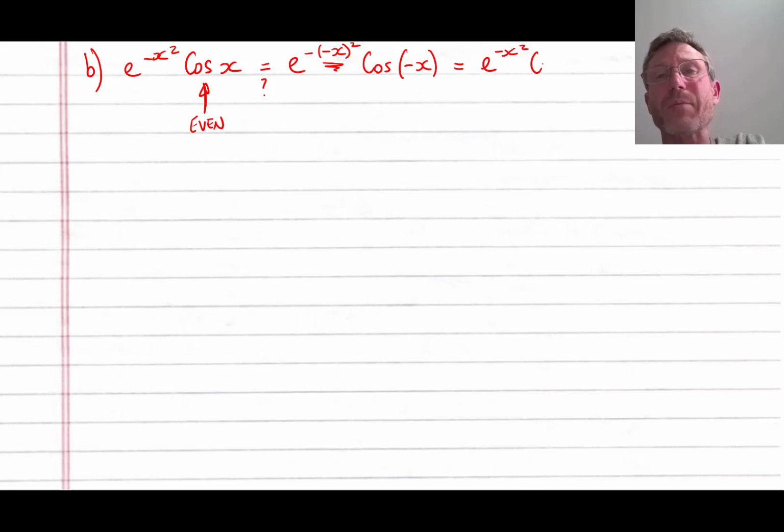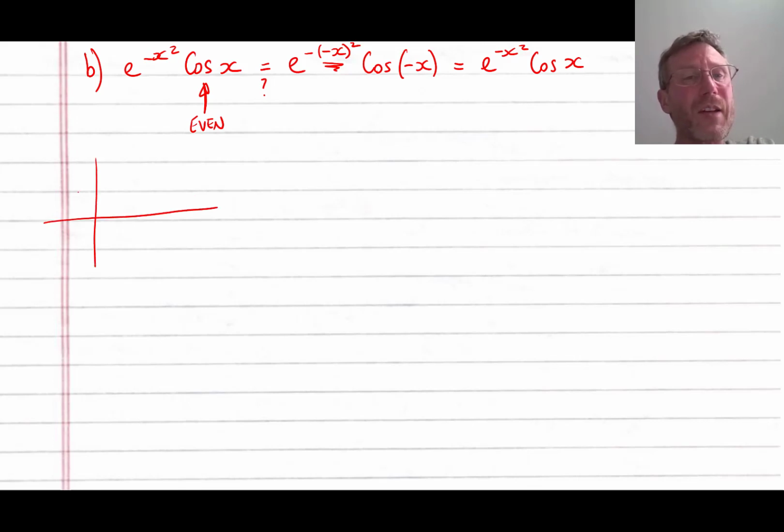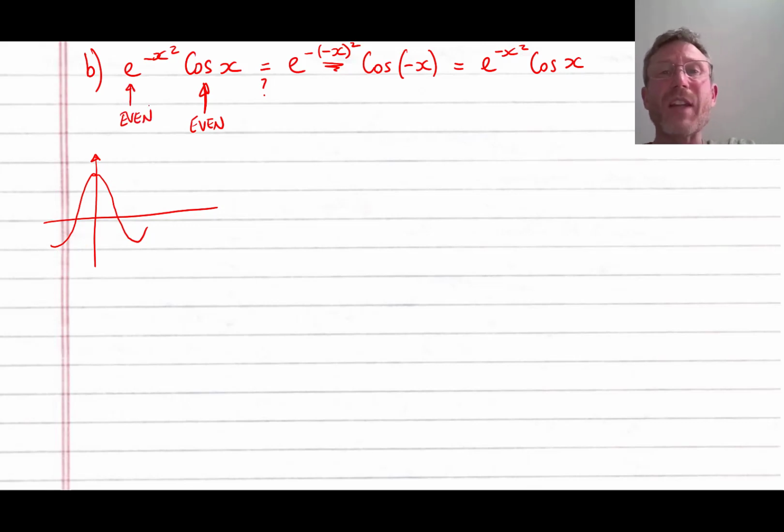Cosine of minus x is simply equal to cosine of x, because cosine is actually an even function. It's symmetric about that y-axis. So we've got an even function here. An even times an even function, it turns out, is also an even function. So again, f of x on the left was equal, here was our test, to f of minus x on the right-hand side.